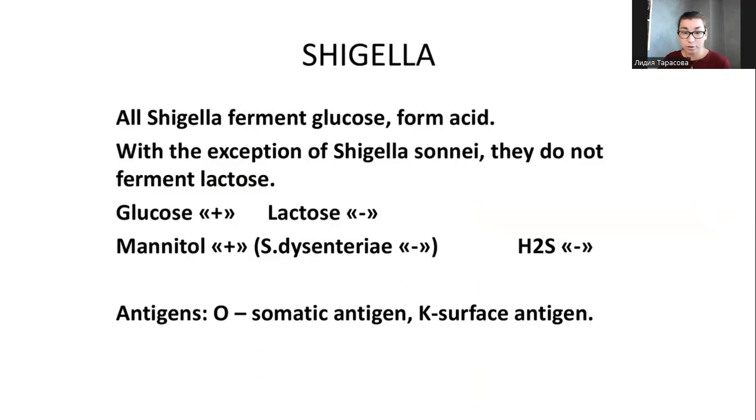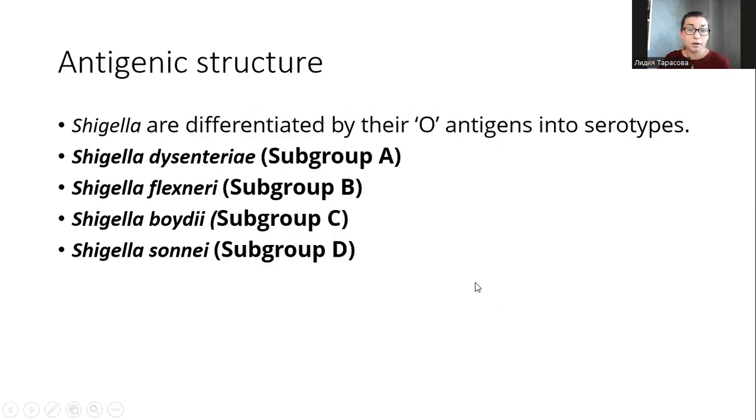All Shigella ferment glucose and form acid, with the exception of Shigella sonnei, they don't ferment lactose. Glucose positive, lactose negative, mannitol positive, hydrogen sulfide negative. It has O somatic antigen and K surface capsule antigen. Antigen structure: Shigella are differentiated by their O antigen into serotypes: serogroup A, serogroup B, serogroup C, serogroup D, as it was in Salmonella.